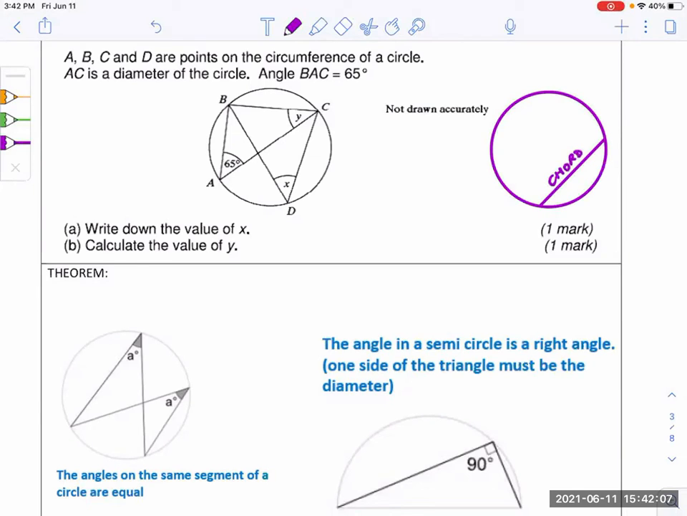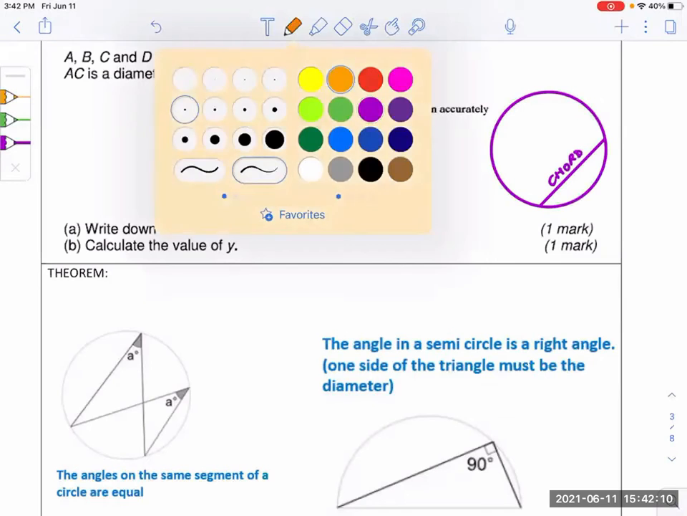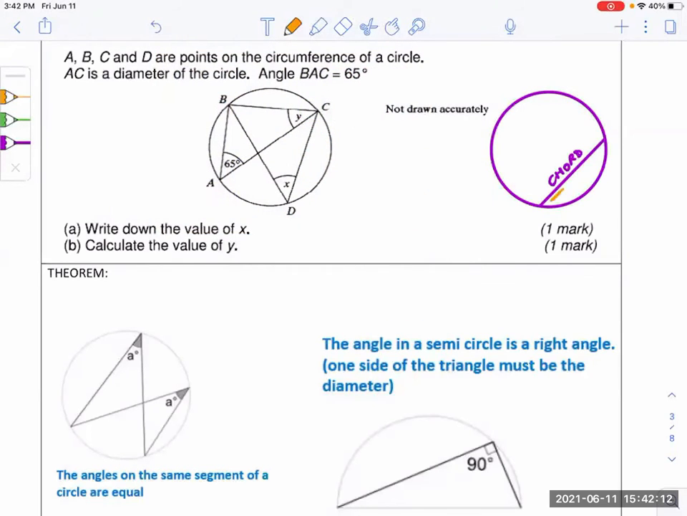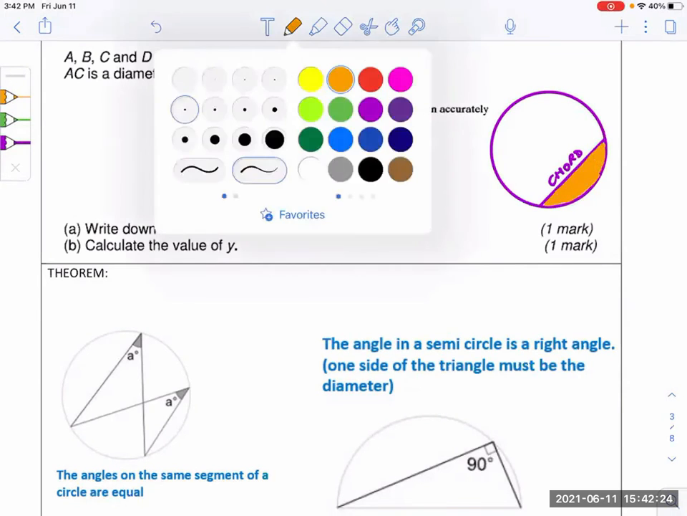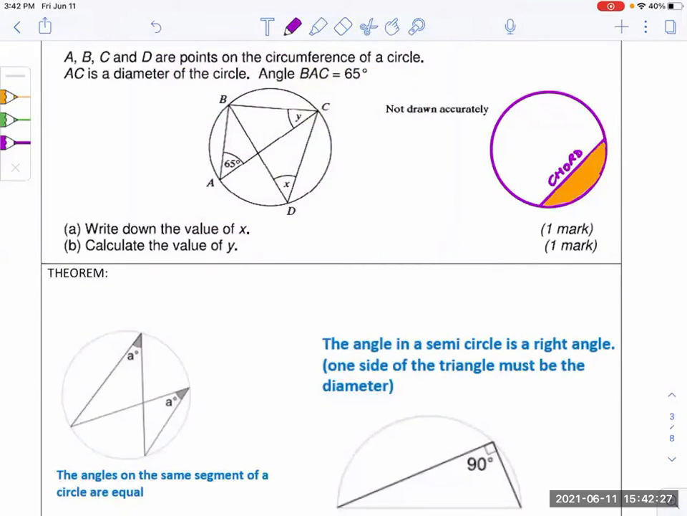Now, a chord separates a circle into two parts. We have this part here in orange, which is the smaller part. Are you all seeing that? Yes, miss. So we have a special name for that because it is the smaller part. We call it the minor segment. And the larger part here, because it is bigger, is called the major segment.